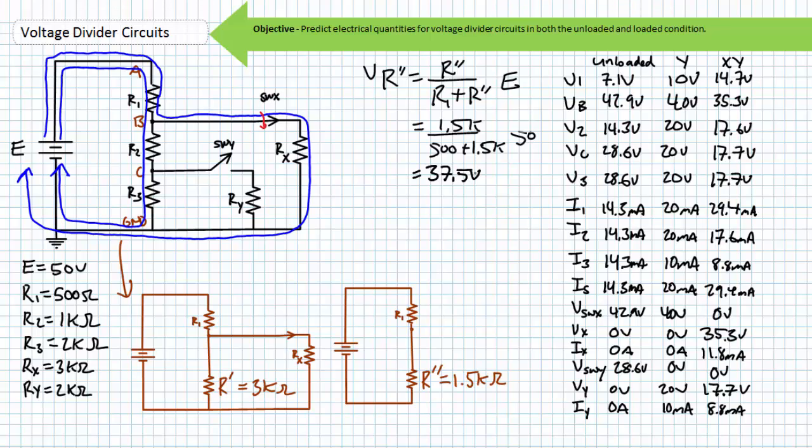Since R double prime is a parallel combination of R single prime and Rx, this means Vx, the voltage across load resistor Rx, is also 37.5 volts. Additionally, this means node B is 37.5 volts higher than ground. The KVL analysis of the simplified pure series circuit suggests E equals V1 plus VR double prime. Substituting in the given value of E and the calculated value of VR double prime, and solving for V1, we find V1 equals 12.5 volts.